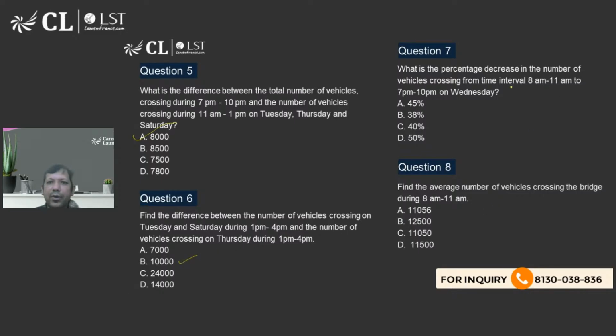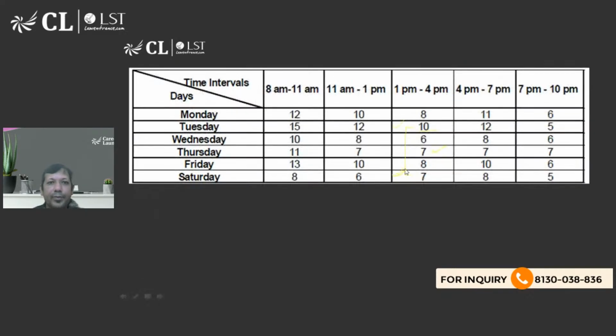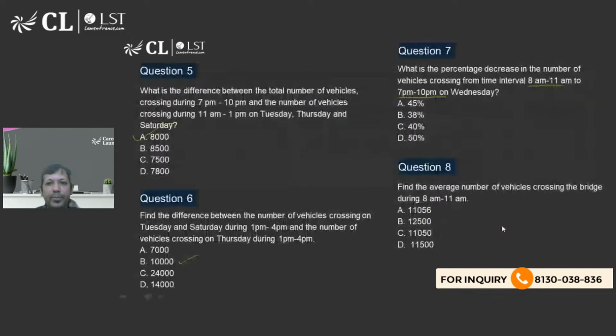Now the next one. What is the percentage decrease in the number of vehicles crossing from 8 to 11 to 7 to 10 on Wednesday? On Wednesday, it has gone from 10 to 6. So there is a decrement of 4 over 10 into 100, and that comes out to be 40%. That's going to be option C.